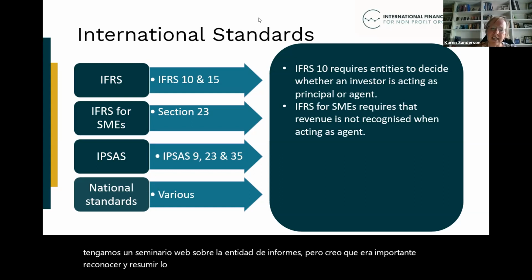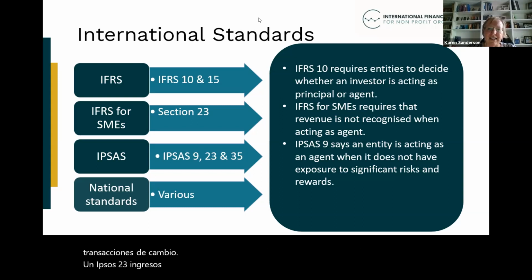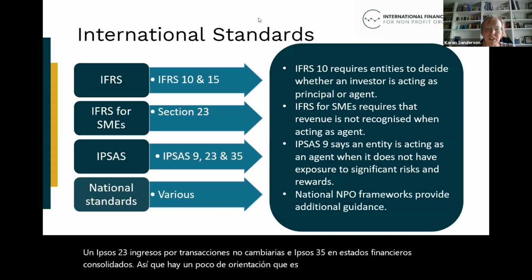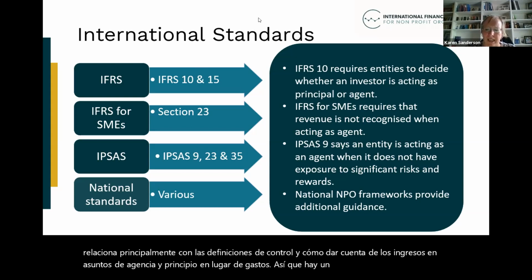So we have IFRS 10 on consolidated financial statements and IFRS 15 on revenue from contracts with customers. We also have section 23 of the IFRS for SME standard. We have IPSAS 9, revenue from exchange transactions, and IPSAS 23, revenue from non-exchange transactions, and IPSAS 35 on consolidated financial statements. So there's quite a bit of guidance that is relevant to this topic, but it mostly relates to the definitions of control and how to account for revenue in matters of agency and principal rather than expenses. So there's a bit of a read across happening here.